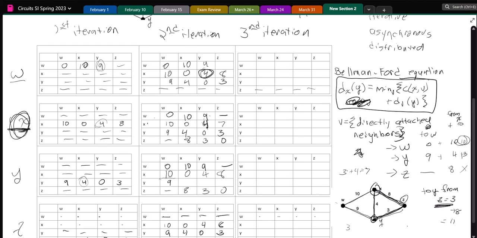From Y to X, I can go directly there, which is 4, so that's my first possibility. I can go through W. To get to W is 9, and to get from W to X is 10. That's right here. So 10 plus 9 is 19. That's not less. I could go through Z. To get to Z costs 3, and then from Z to X is another 8 more. That would be 11. That is not less than what I already have, so I'll use 4.